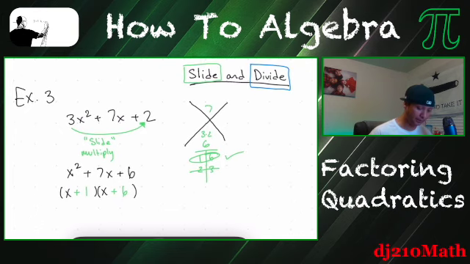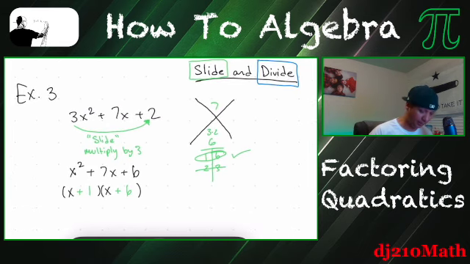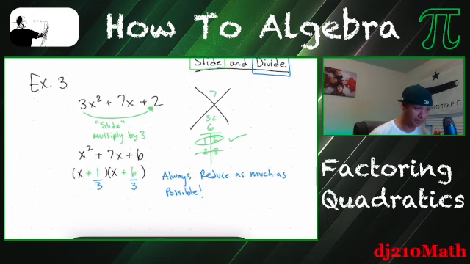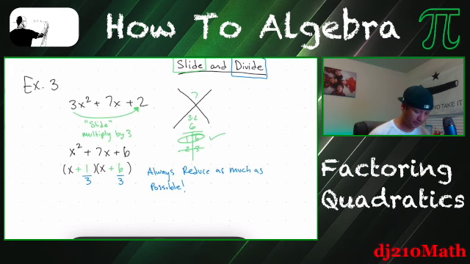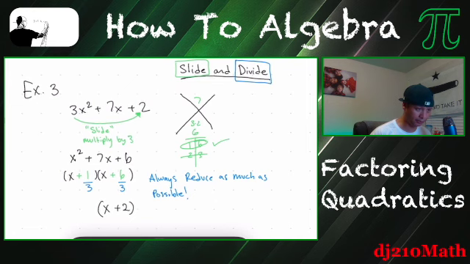What we need to do is that because we multiplied by 3 in the beginning, we have to account for that. And the way we do that is we divide both of these numbers by 3. You always reduce as much as possible. So here we see that 6 and 3 reduces. So this is going to be x plus 2. And notice 1/3 does not reduce anymore.